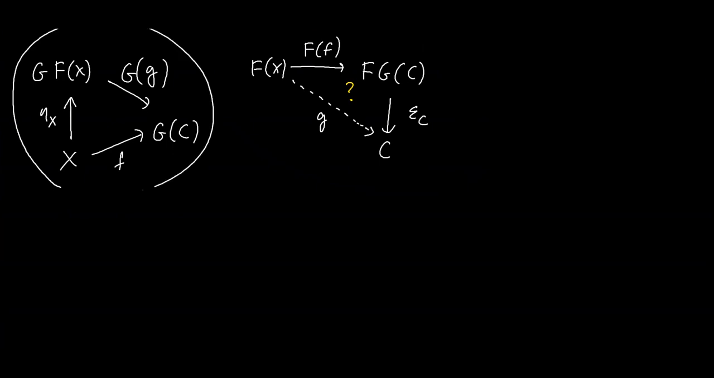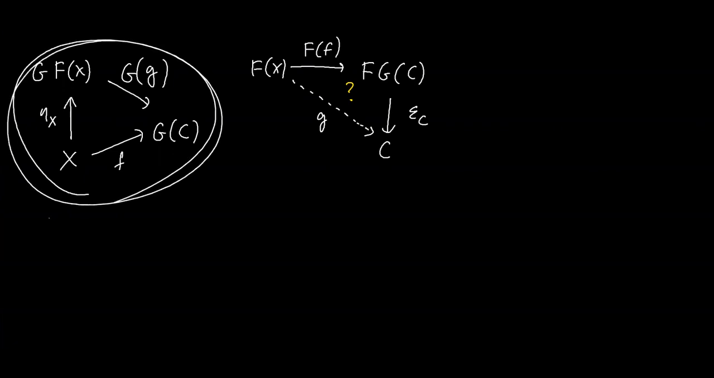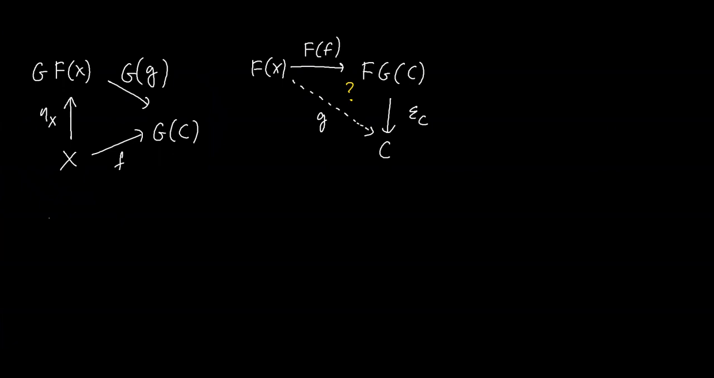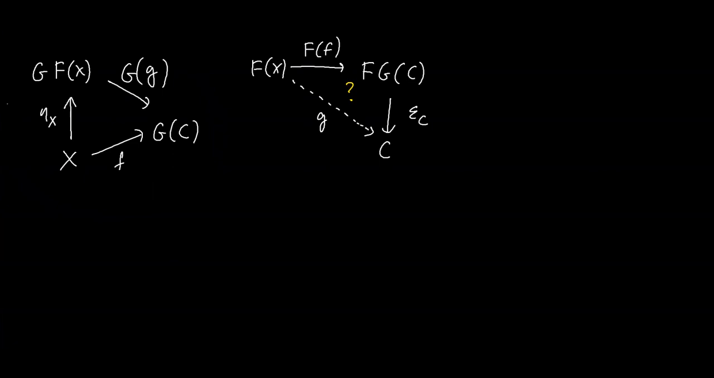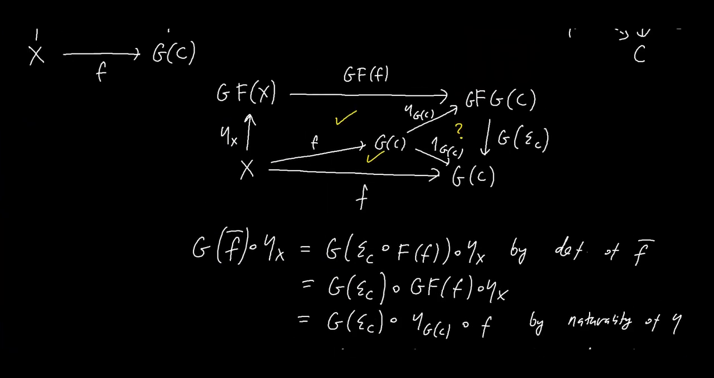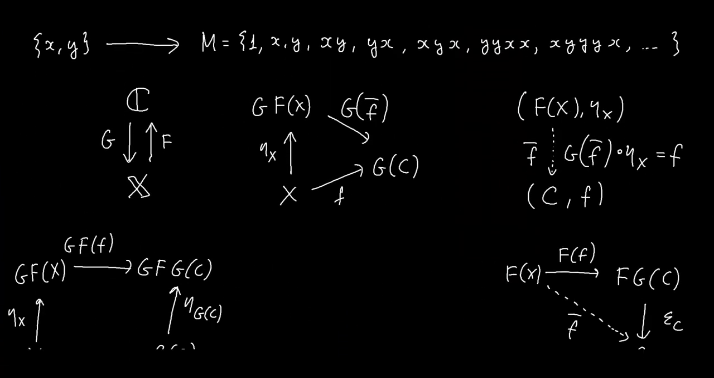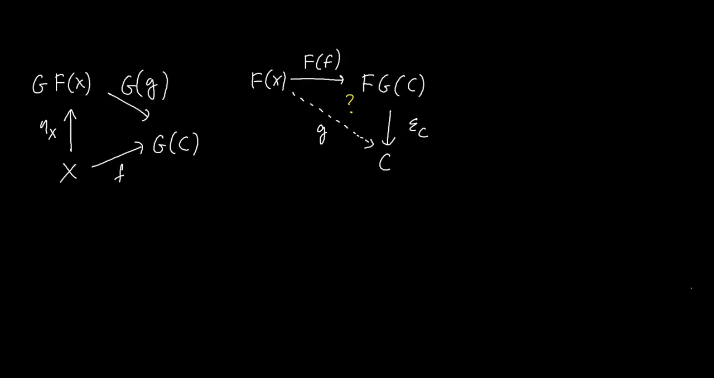What I've got here is something that lives in category X. So my assumption is inside category X. If I want to make use of it inside category C, it's natural that I would want to first maybe transport this into category C. And there's only one way we can, well, not only one way, but the first obvious way we can transport from category X to category C is by the functor F. So let's apply a functor F to this diagram and see what happens.